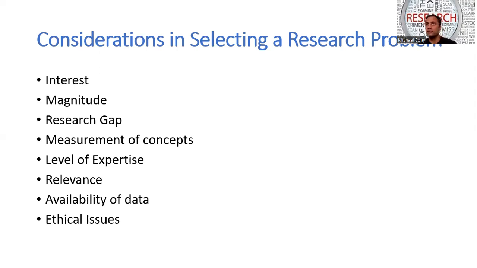Availability of data. Sometimes the research questions are interesting. However, getting the data to conduct the research is a Herculean task. So availability of data is also an important aspect in considering whether to proceed with the research problem. Ethical issues. The ethics plays an important part in the research, whether you are doing a research on a human participant or an animal. So whether the ethical framework within the country permits this research to be investigated.